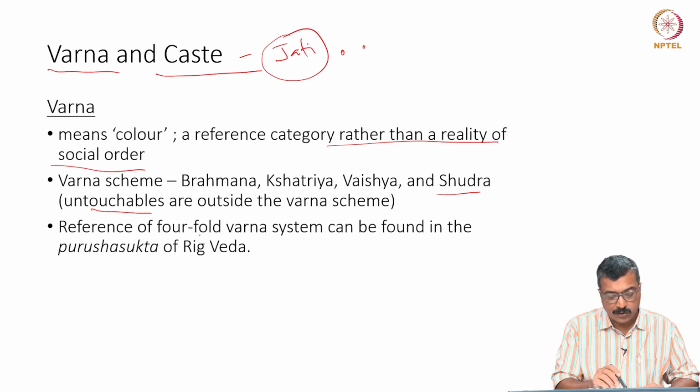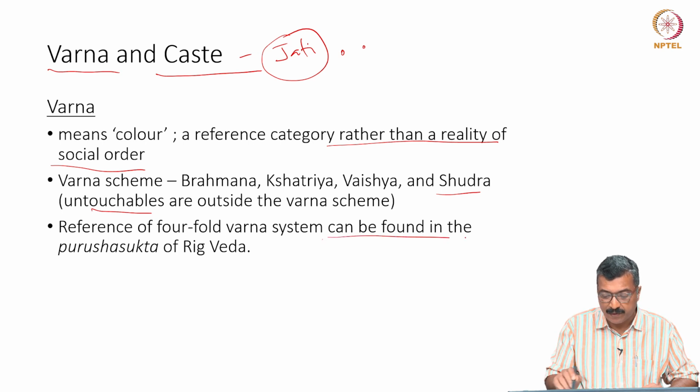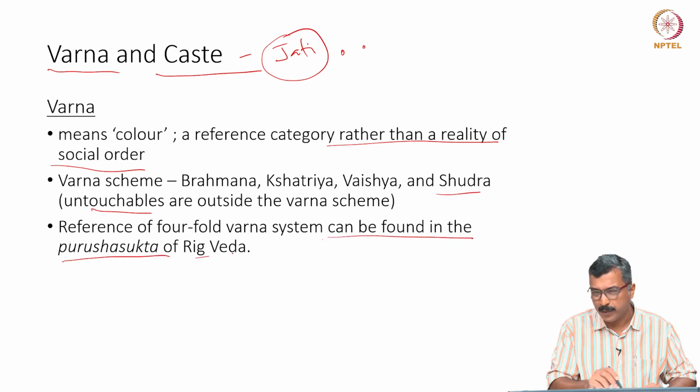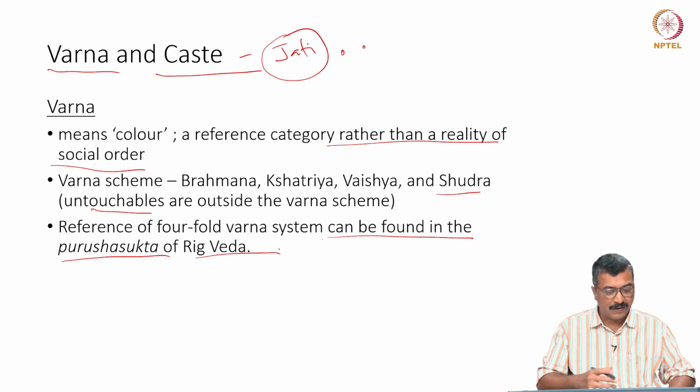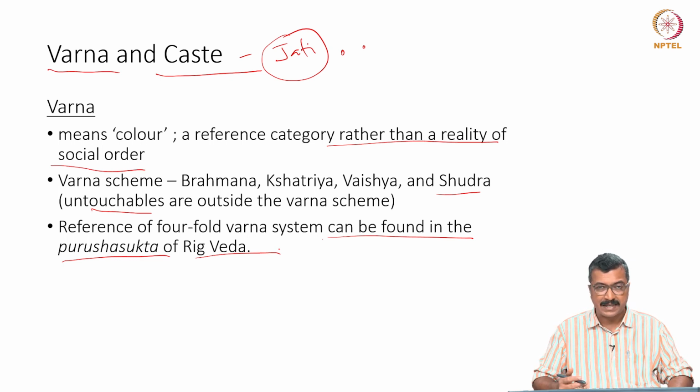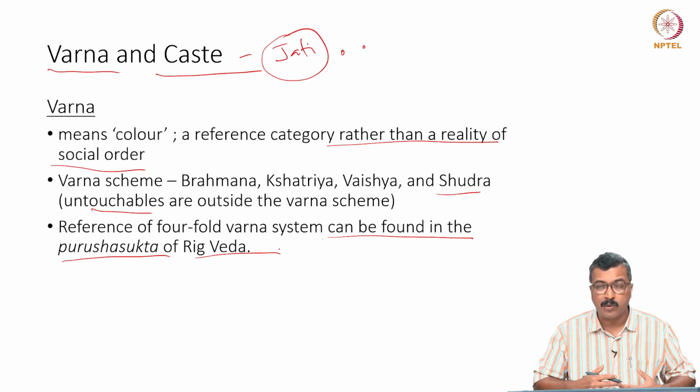A reference to the fourfold Varna scheme can be found in the Purusha Sukta of the Rigveda. That is the foundational text from which the idea of Varna has been elicited. So the Purusha Sukta talks about the fourfold division of Varna.